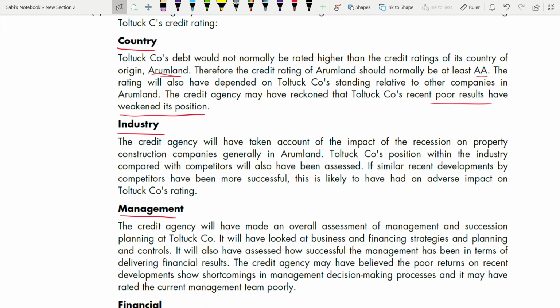Coming to the industry part, the credit agency will have taken account of the impact of the recession on property construction. So we saw that there's a recession in that industry, even the companies in that industry, property construction companies. The company's position within the industry compared with competitors will also have been assessed. If similar recent developments by competitors have been more successful, this is likely to have an adverse impact on Toltuck's rating. If your competitor is performing well in that sector in times of recession, then your credit rating will suffer.